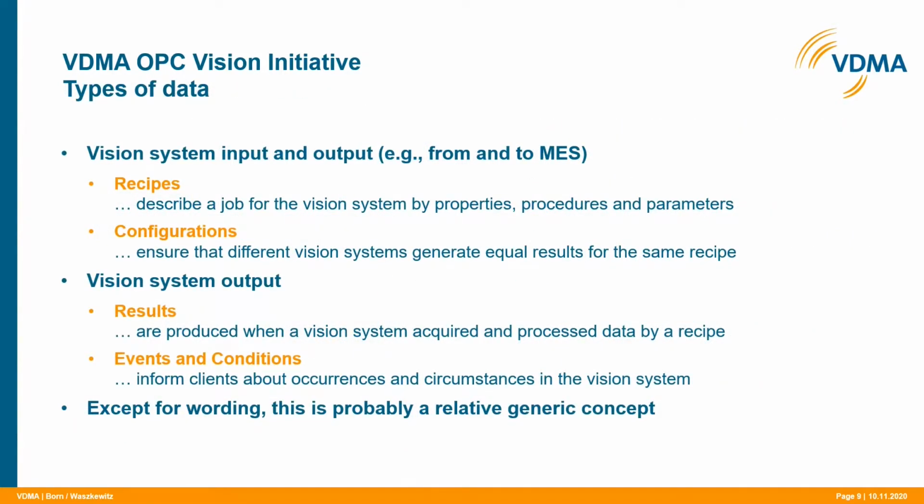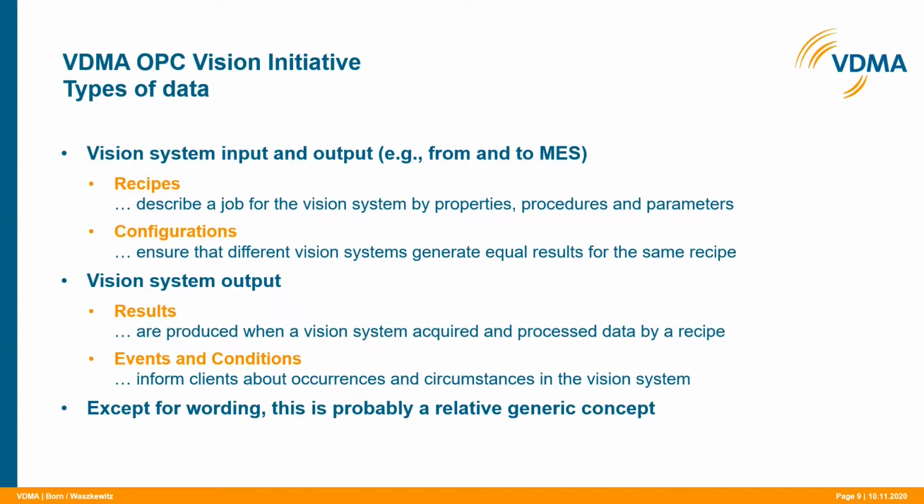Behavior, as represented by the state machine, is only one aspect in our conceptual model of a machine vision system. There are also a lot of different types of data to be considered. We identified recipes, which describe the current job of the vision system. Recipes therefore typically depend on the product to be inspected and the task to be solved. And configurations, which describe aspects of the system itself. Configurations and recipes work together to ensure that individual instances of technically identical vision systems produce the same output for the same task on the same product.